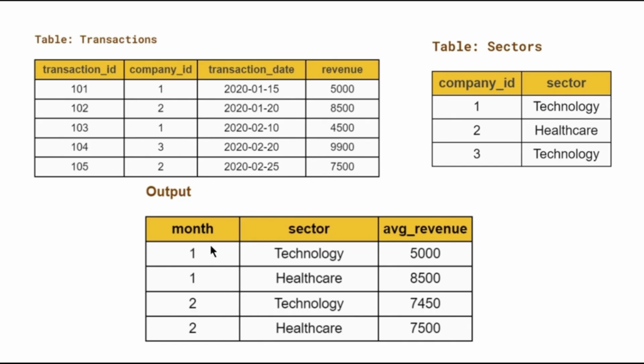So as you can see, for the February month with the technology sector, our average revenue has come out to be 7,450. Now the last one is company ID 2, which belongs to the healthcare sector. Company 2 has a revenue of 7,500 in February. So the average revenue for healthcare is 7,500 here, as there is only one transaction.